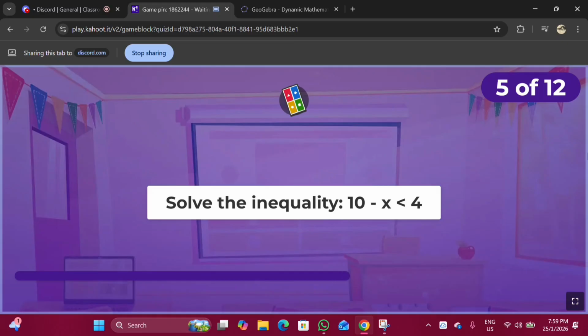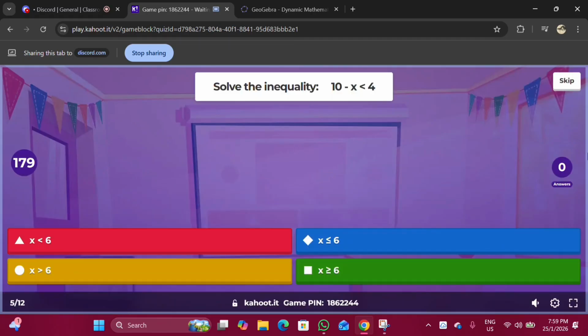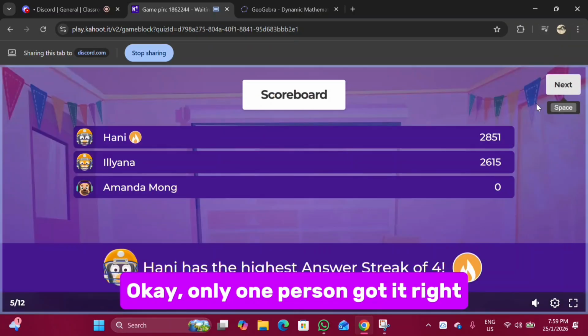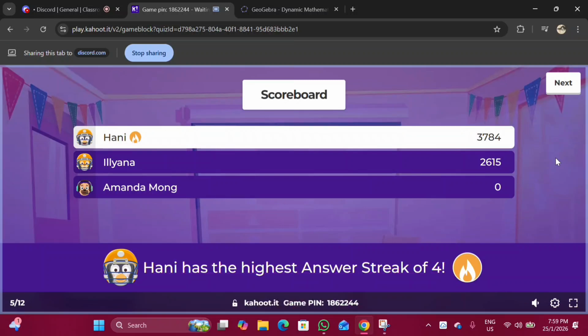Okay. The next one, solve the inequality 10 minus x less than 4. The red one is x less than 6. Yellow is x greater than 6. The blue one is x less than or equal to 6. And the green is x greater than or equal to 6. Okay, only one person got it right, and the answer is yellow.